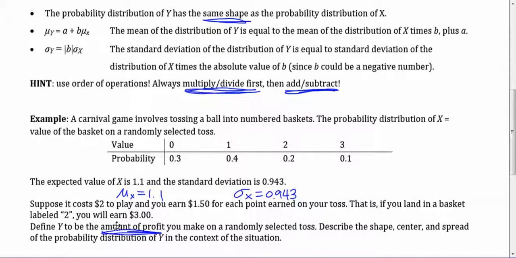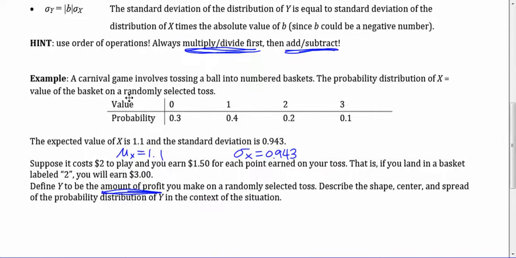So for instance, for this example, I said it's 2. If I got 2, I would earn $3 minus the $2 I had to pay in the first place. So let's think about this. How can I define y in terms of x? If I take x and multiply by $1.50 and then subtract 2, I would end up with a distribution of y. So I have a distribution of x. I'm going to take this distribution of x, multiply all its values by $1.50, and subtract 2, so I'm going to shift that entire distribution over.